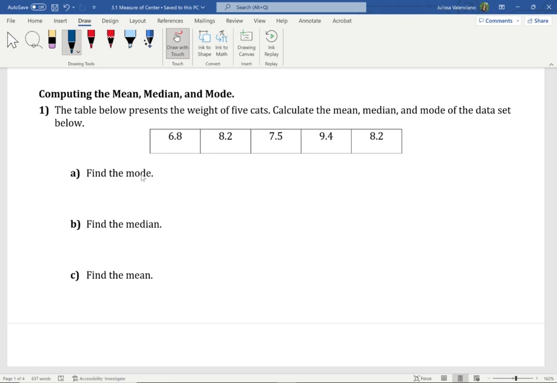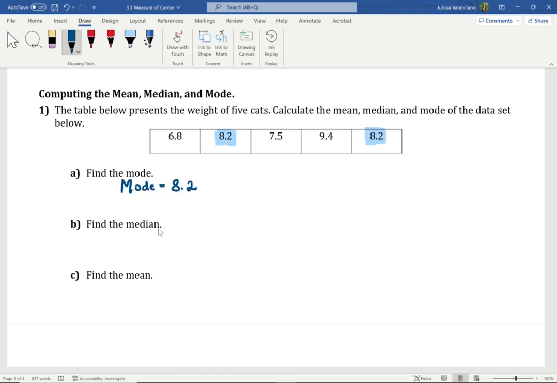Now, if we want to find the mode, we need to look at the data set to see what value has the most frequency. In other words, you're looking at what value occurs the most on your data set. In this example, we see that 8.2 is the only data value that repeats. So our mode is 8.2.